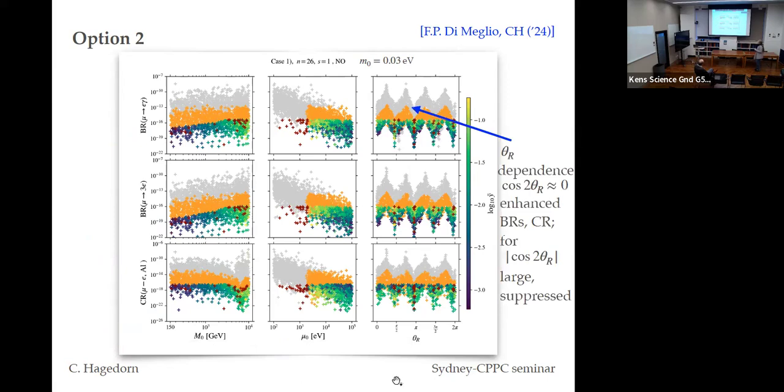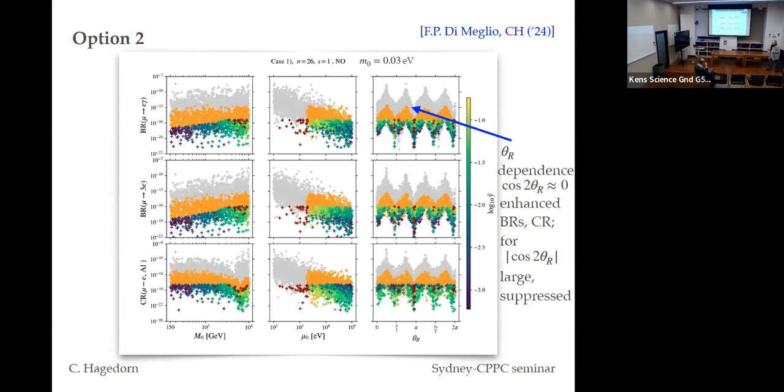Then you notice some funny thing, or you might be a bit curious about the behavior with respect to theta R, because you see that this actually has a trigonometric functional structure. Roughly, it's enhanced if the cosine of 2 theta R is small, and if this one is large, your branching ratios get suppressed. Now the big question is, where does this come from? It comes from the fact that in this eta, the Yukawa couplings appear, and the Yukawa couplings have a behavior on this parameter as well. If this one gets small, I need a larger Yukawa coupling to still get the same mass of the light neutrinos.